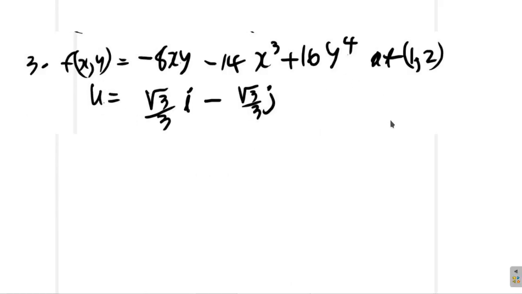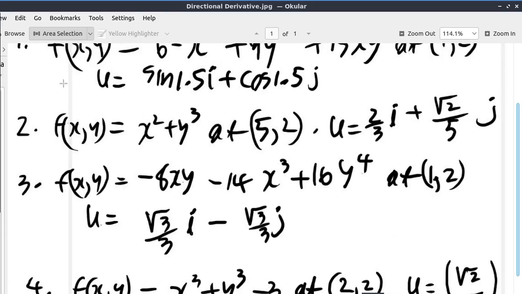We're at question 3 of our exercise on finding directional derivative. In this case, we want to find the directional derivative of negative 8xy minus 4x cubed plus 16y to the fourth at (1, 2), in the direction of the unit vector square root of 3 over 3 i minus square root of 3 over 3 j. Alright? So, there we go.